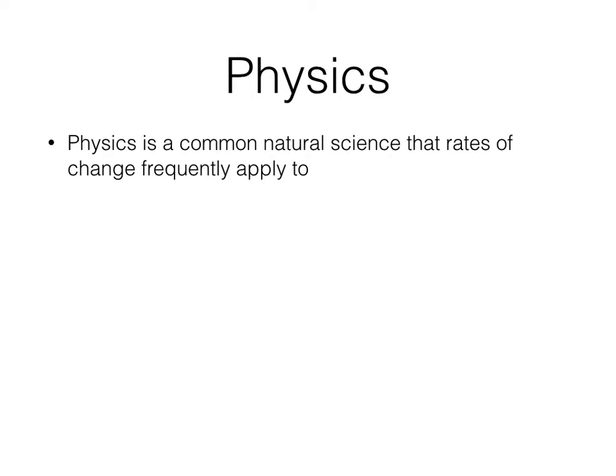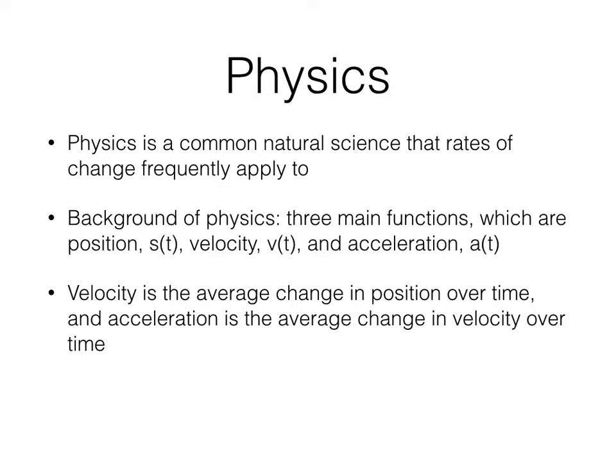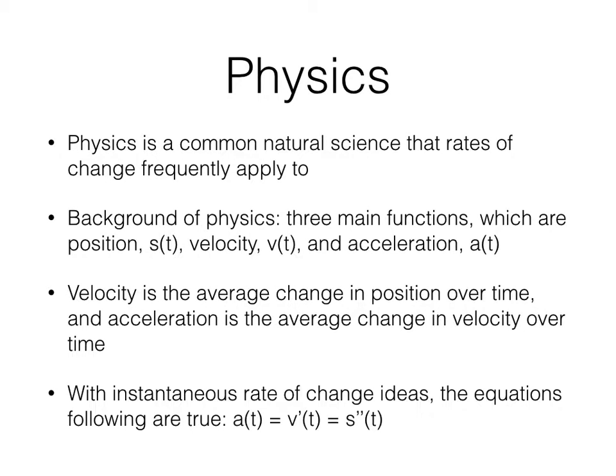So, physics. Physics is a common natural science that rates of change frequently apply to. First, you need to know a little bit of background for physics. There are three main functions, which are position, s of t, velocity, v of t, and acceleration, a of t. Velocity is the average change in position over time, and acceleration is the average change in velocity over time.